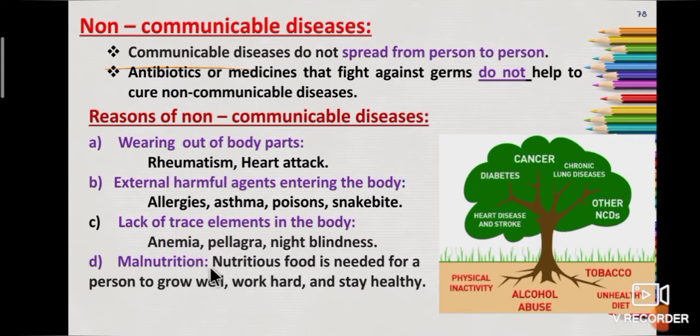Last one, malnutrition. Nutritious food is needed for a person to grow well, work hard and stay healthy. So reasons of non-communicable diseases are wearing out of body parts, external harmful agents entering the body, lack of trace elements in the body and malnutrition.